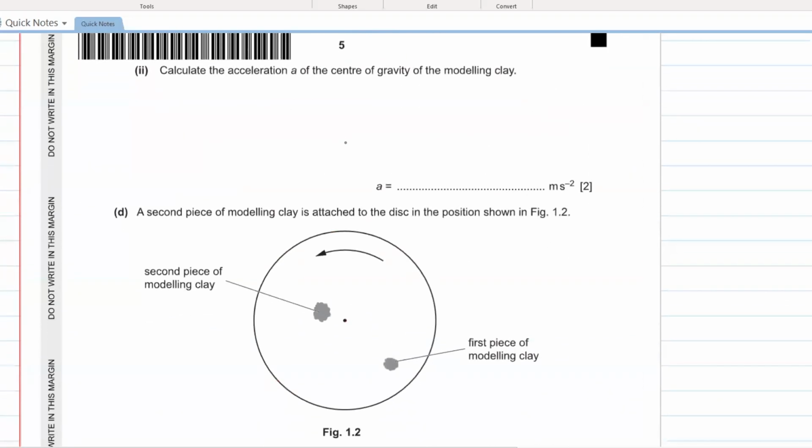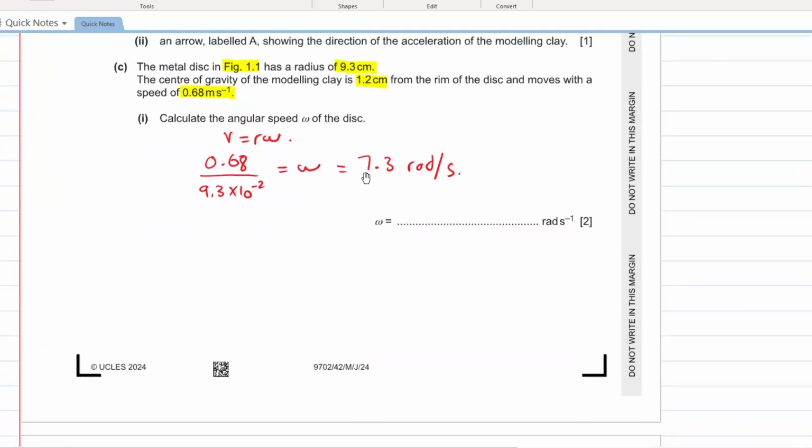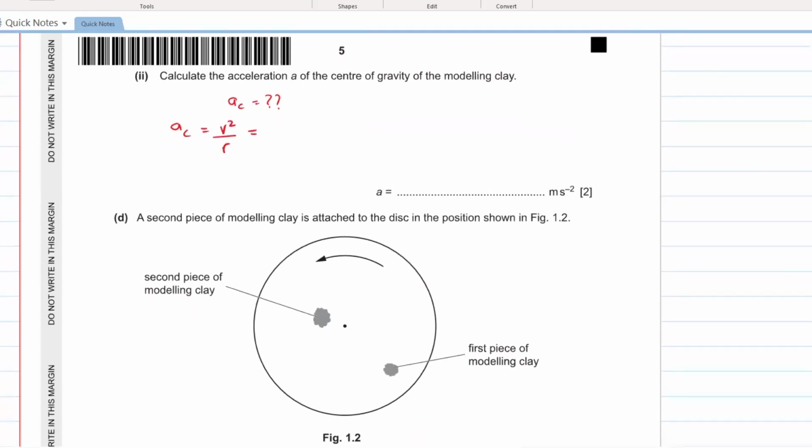Calculate the acceleration of the center of gravity of the molding clay. So basically we have to calculate what? Centripetal acceleration. How are we going to do it? Very, very easy. बेटा सेंट्रीपिटल एक्सेलरेशन का कौन सा फॉर्मूला हम यहाँ पे लगा सकते हैं? Centripetal acceleration is equal to V squared over R. What is the linear velocity? 0.68. Perfect.